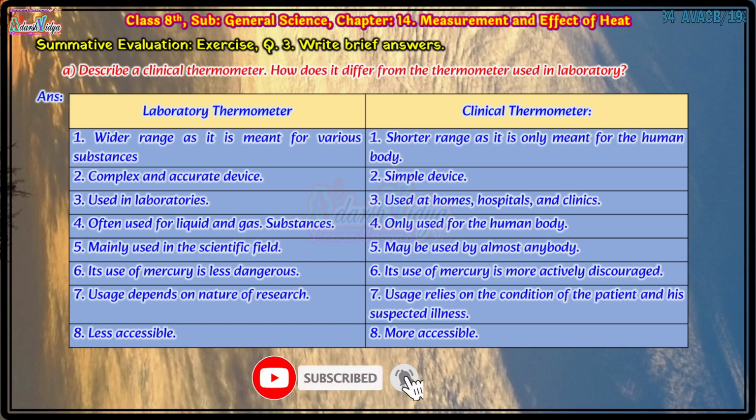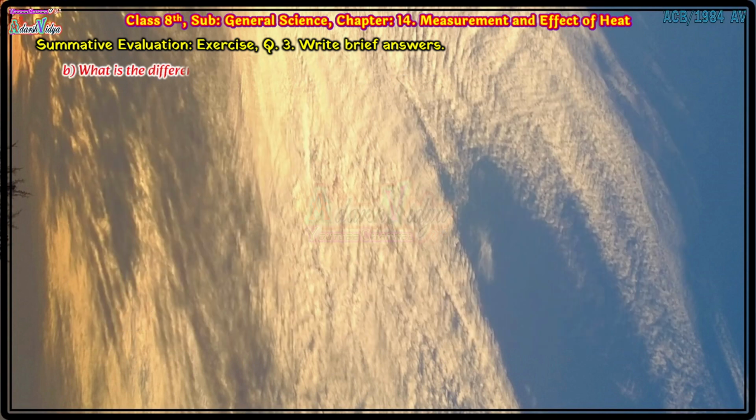1. Shorter range, as it is only meant for the human body. 2. Simple device. 3. Used at homes, hospitals, and clinics. 4. Only used for the human body. 5. May be used by almost anybody. 6. Its use of mercury is more actively discouraged. 7. Usage relies on the condition of the patient and his suspected illness. 8. More accessible.